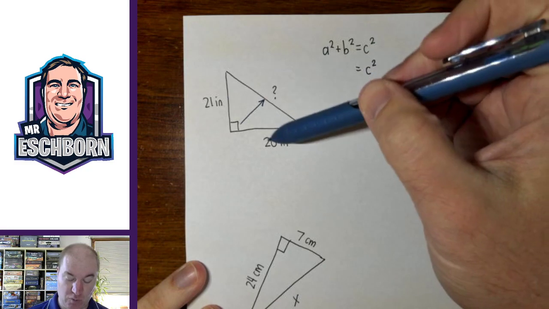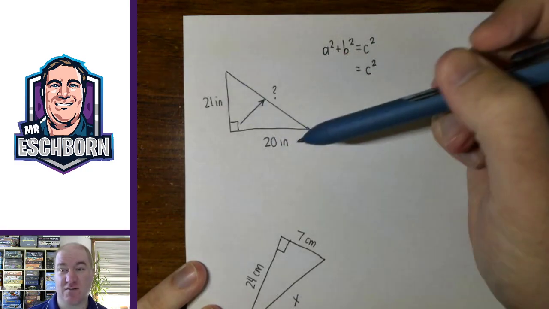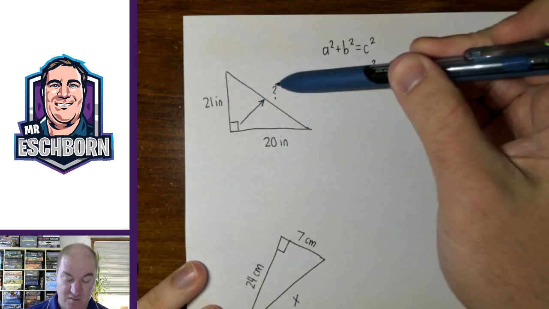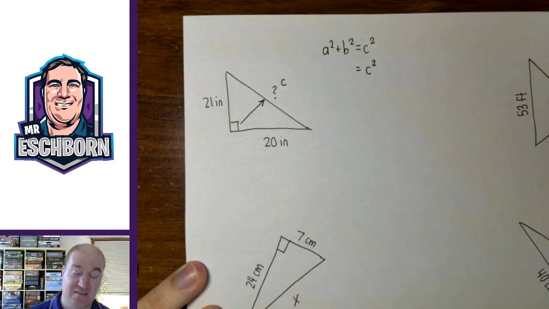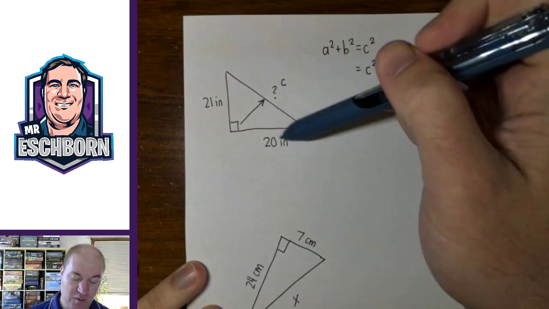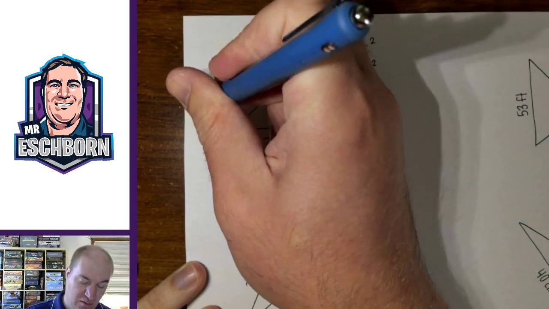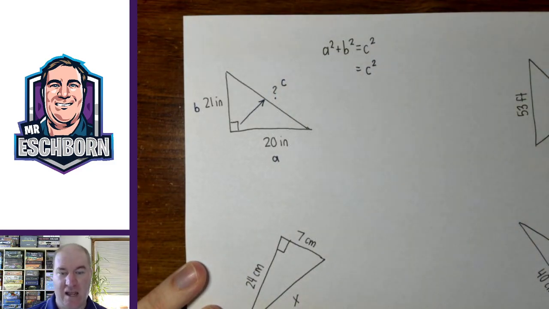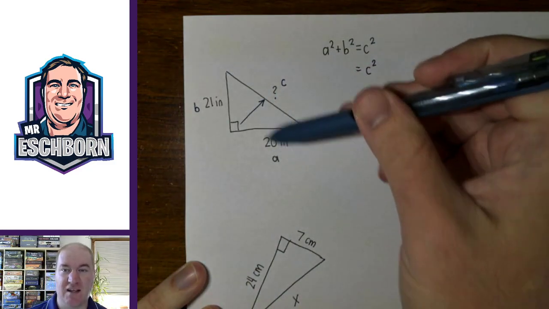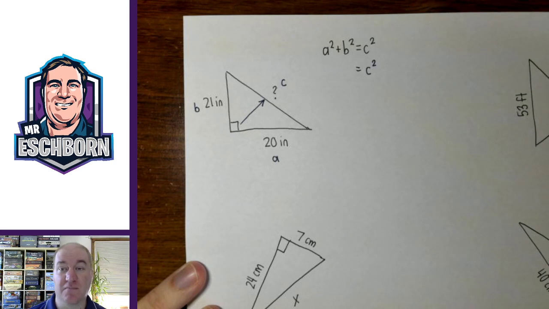It doesn't matter which one you assign as A and which one you assign as B. This one has to be C because it's the longest side. We don't have a choice in that one. With these two, we do have a choice. It doesn't matter whether you decide this one's A or B, or whether this one's A or B. I tend to try to make the shortest side A and the second shortest side B.